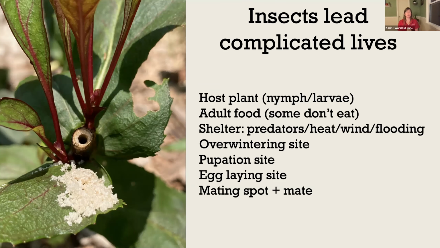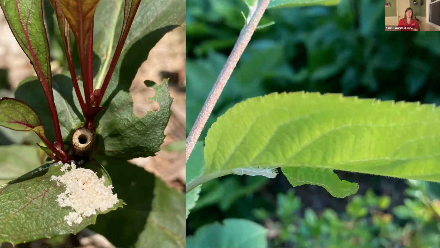Insects lead complicated lives. They need host plants, they need adult food, they need shelter from predators, heat, wind, flooding. They need overwintering sites. They need pupation sites. They need someplace to lay their eggs. They need a mating spot and a mate. So all of these things are necessary in order to create sustainable populations.